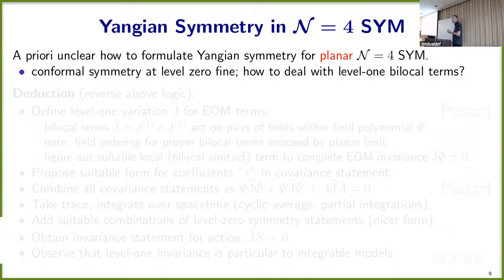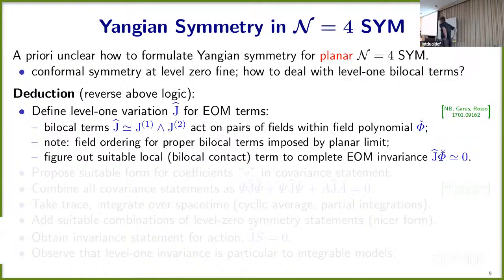Now, this is the level 0 symmetry. How would you formulate a level 1 symmetry which acts in a bilocal fashion? First of all, it wasn't so clear how the Yangian symmetry acts on N=4 super Yang-Mills. Well, level 0 seems fine, but bilocal terms is not so clear. Our proposal of some time ago was that we somehow reverse the logic that I presented on the last slide. That is, we start with the equations of motion, try to make sense of those, make sure that they are invariant, and then basically integrate that back to invariant statements for the action.